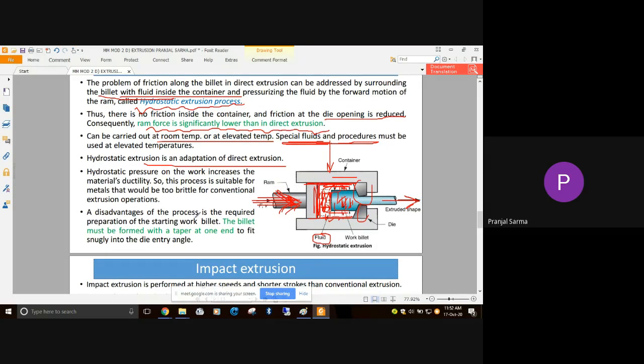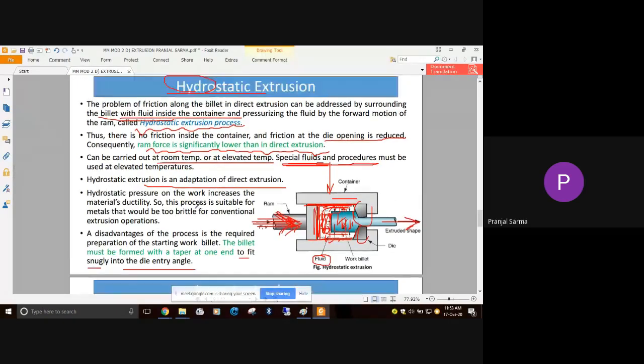Next, apart from sealing, there is another disadvantage of this process, which is the requirement of preparation of the starting work billet. That is also related to proper sealing. The billet in this particular case must be formed with a taper at one end, as you can see here. And the fitting of the billet with respect to the die should be a snug fit. That means both the mating portions have no clearance, and it is properly fitted, which is known as a snug fit.